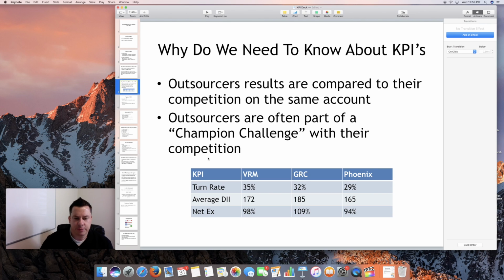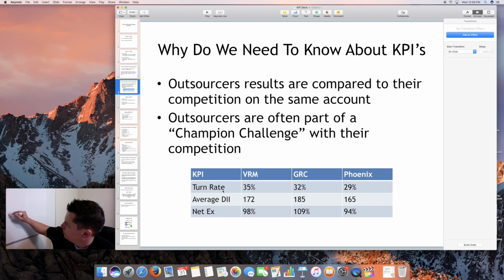So in this example here, you can see I just put up 3 different asset management companies. So I have VRM, Green River Capital, and then I have Phoenix Asset Management here, okay? Now, these aren't real numbers. I just popped these in just as a way to show a comparison, but I wanted to show you how a champion challenge would look. They would walk in, they'd look at turn rate. So turn rate would be available assets at the very beginning of the month divided by the amount. It would basically be whatever went under contract at the end of the month or whatever closed, depending on how the outsourcer is looking at it, divided by what they start the month at, okay?